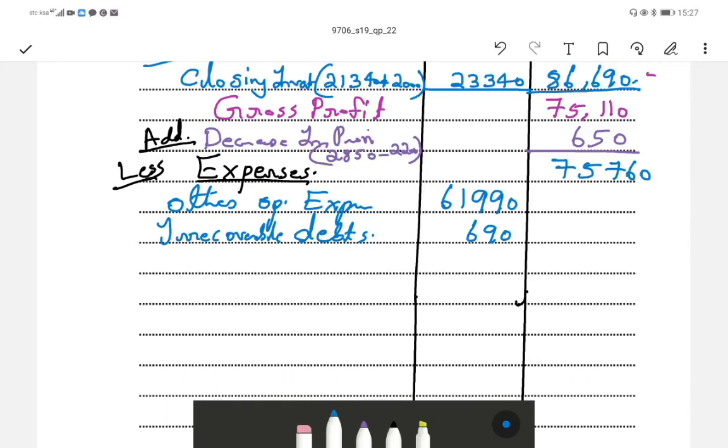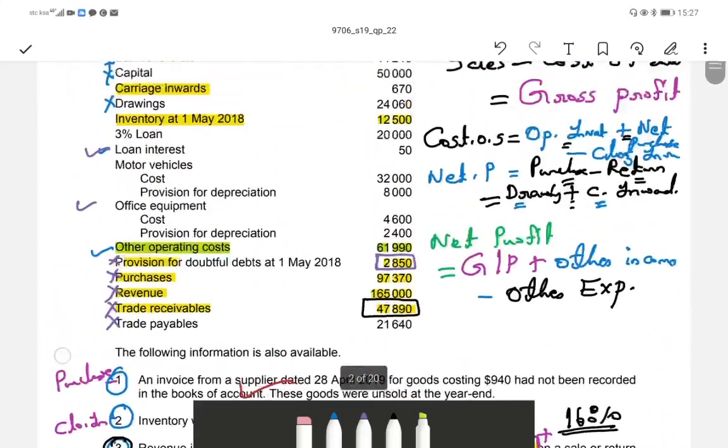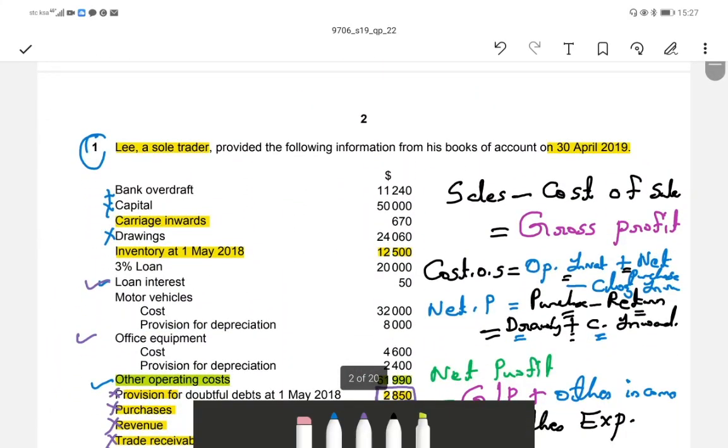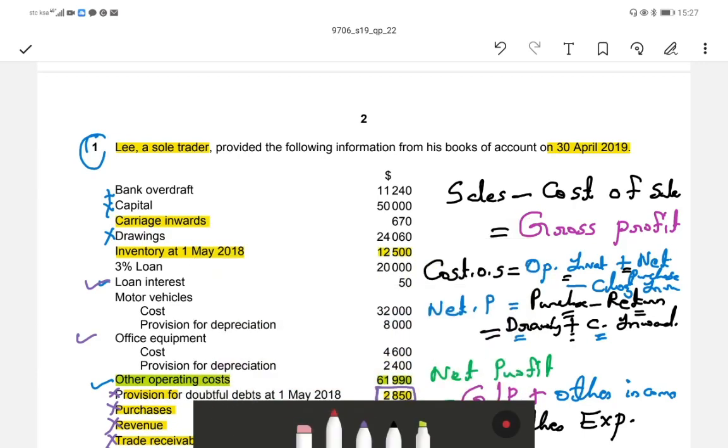Next we have loan interest. Loan interest is given. What is the loan interest amount? We have to calculate the loan given. Loan is 20,000, that is the loan given. Then loan interest is given 50, that is 50 they paid as loan interest.